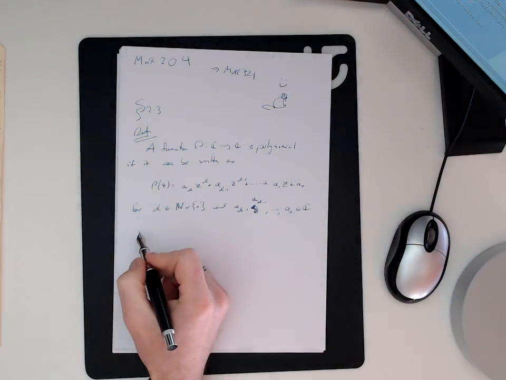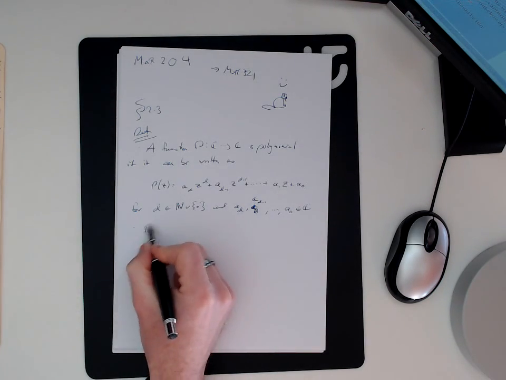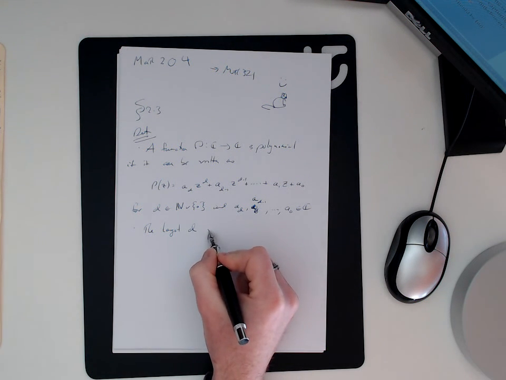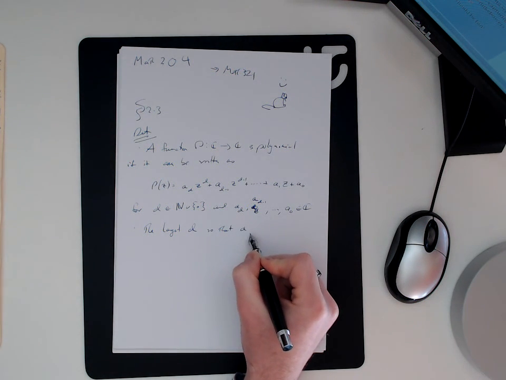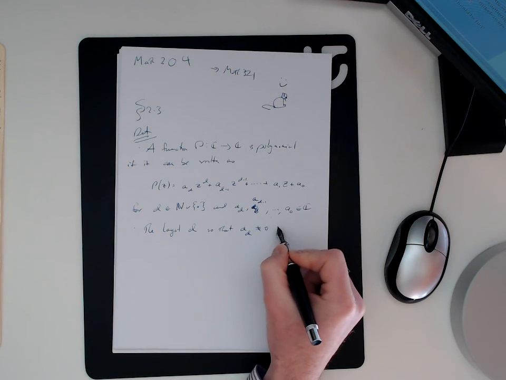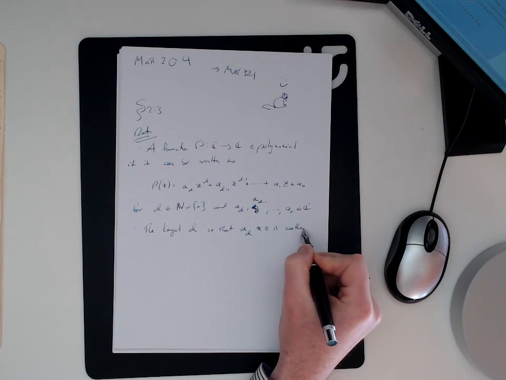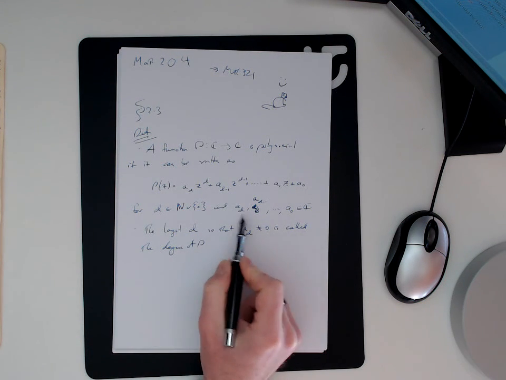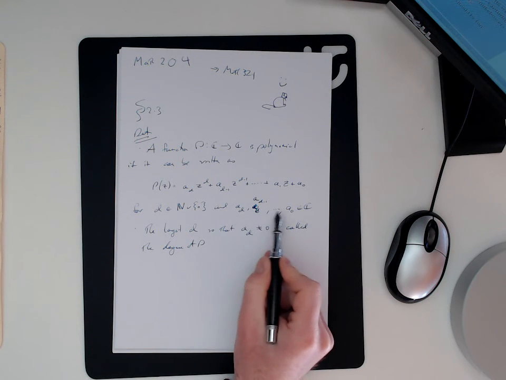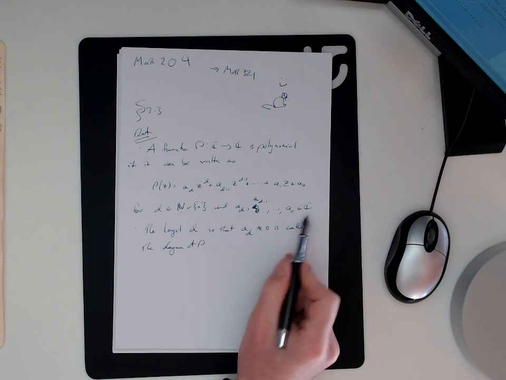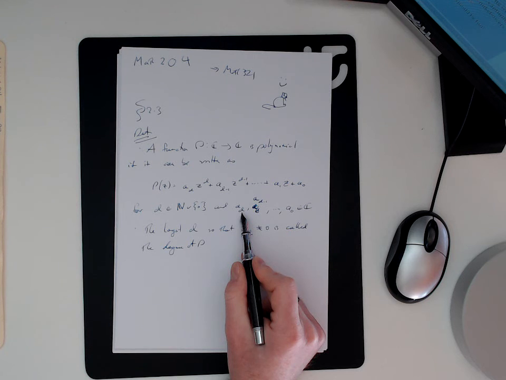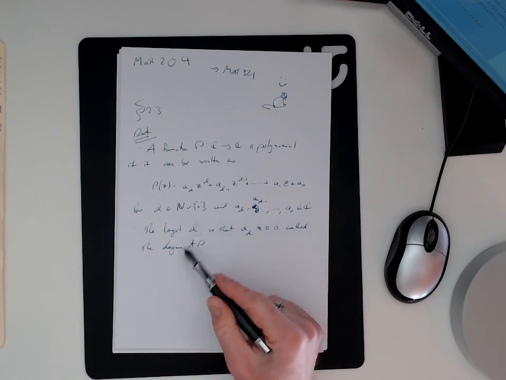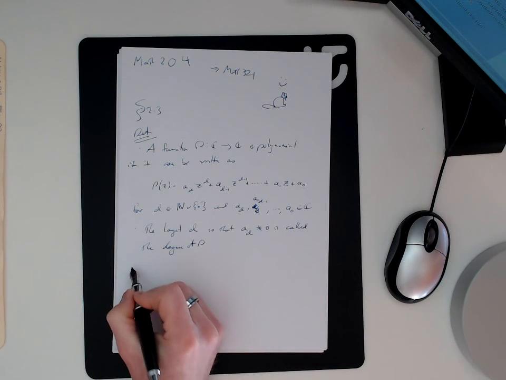The largest d so that a_d is not equal to 0 is called the degree of p. Note, I have not said that these things have to be non-zero. Just in C. C contains 0. These things can be 0. In particular, a_d can be 0, in which case this polynomial might be degree d-1. Maybe. That's why the degree is defined in this particular way.